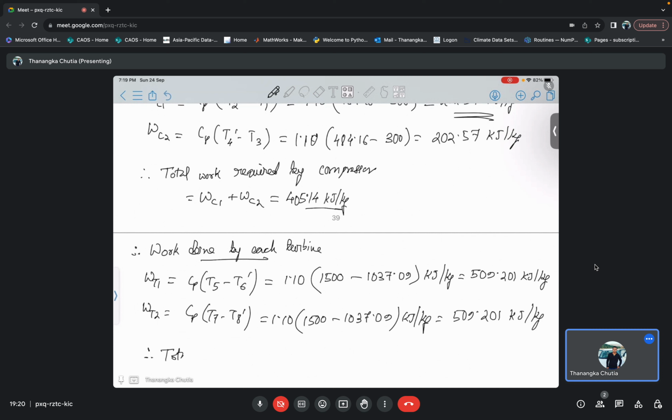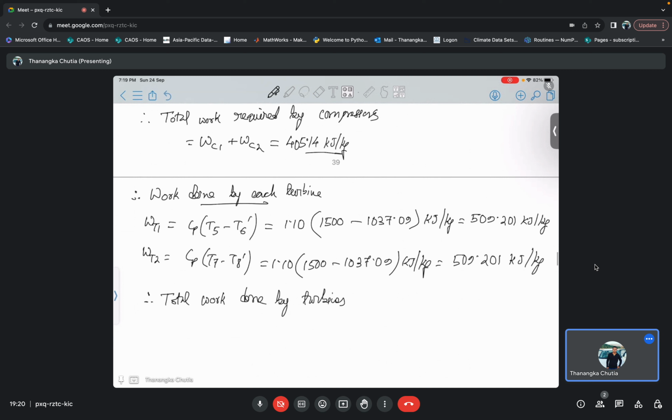So therefore total work done by turbines is equal to WT1 plus WT2, which is 1018.402 kilojoule per kg.